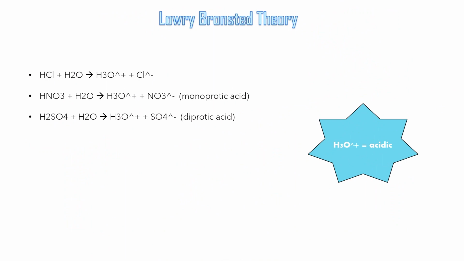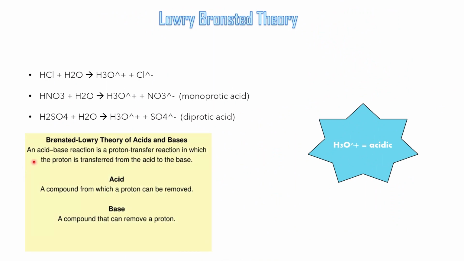The Lowry-Bronsted theory can be identified by an acid-base reaction being a proton transfer reaction, in which the proton is transferred from the acid to the base. An acid is a compound from which a proton can be removed, and a base is a compound that can remove a proton. Take note of this: H3O plus is always acidic.